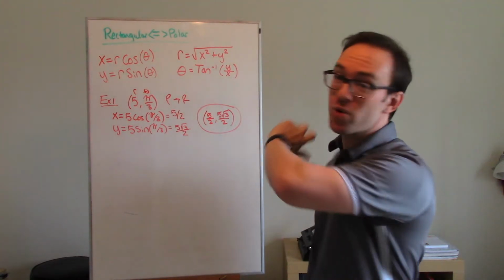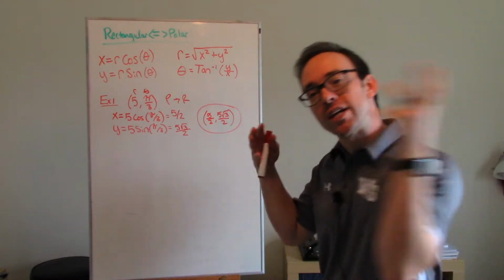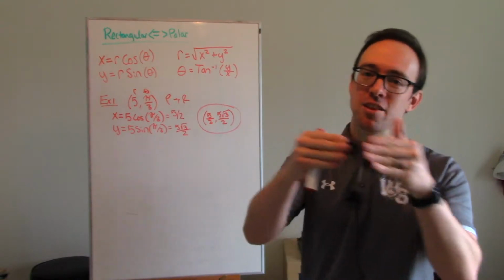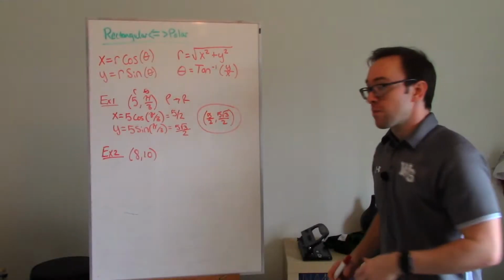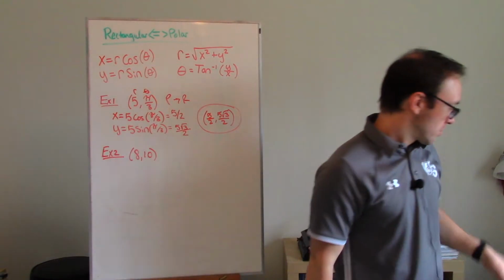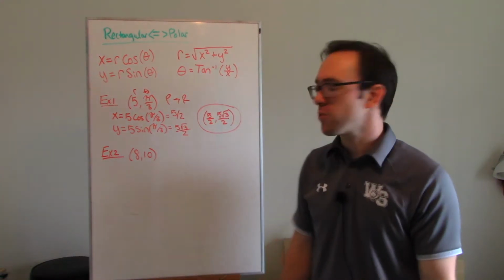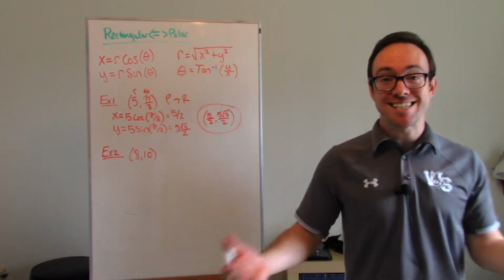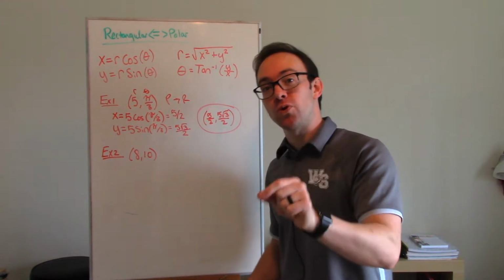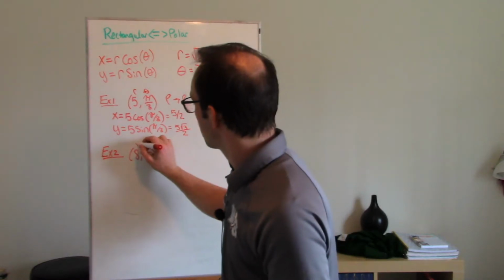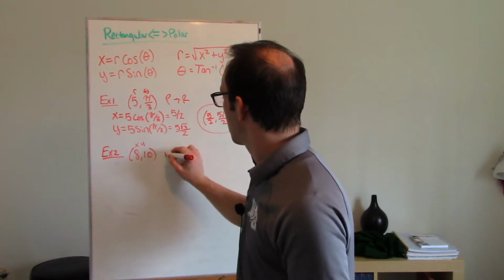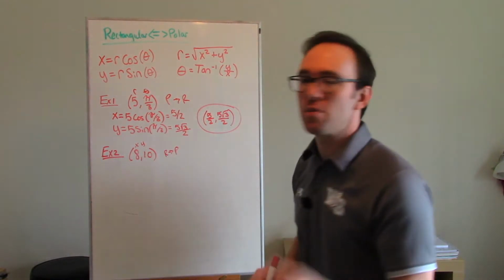Now let's look at example 2. Example 2 is going to be going the reverse. I'm going to give you the rectangular coordinates and we're going to get the polar coordinates. For example 2, we're going to be using example 2a from section 9.3, and what we have is 8, 10. 8, 10 is our ordered pair, x and y. Since we know we're given x and y, we're going to go from rectangular to polar.